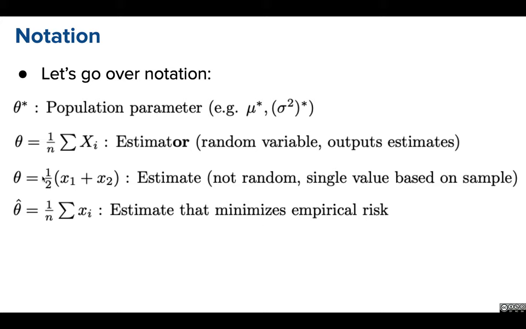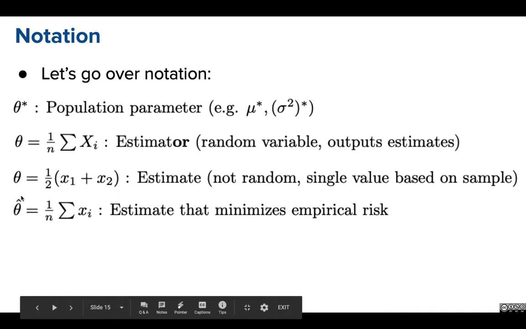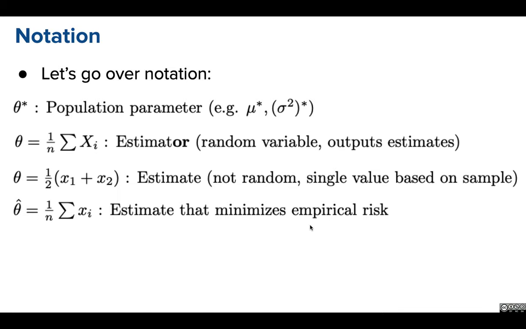It's kind of like I have a bunch of kids named theta 1, theta 2, theta 3, and my favorite kid, I'll put a hat on top. And so you can think of the hat as meaning this is the best estimator for the empirical risk.